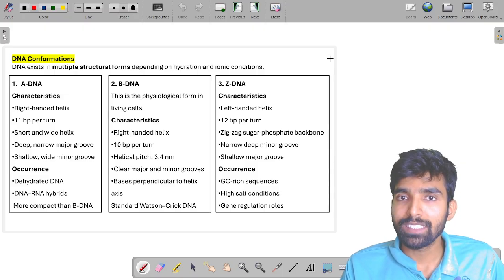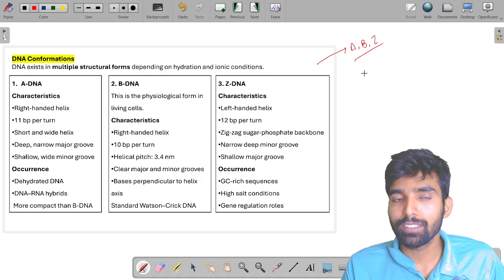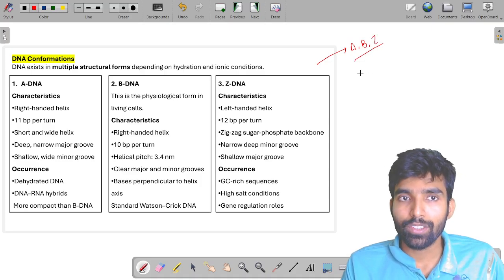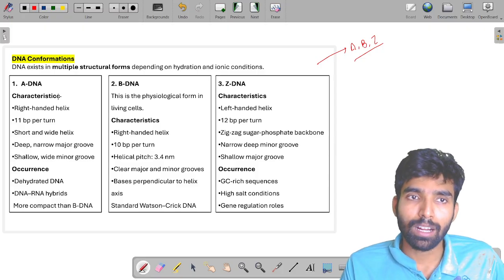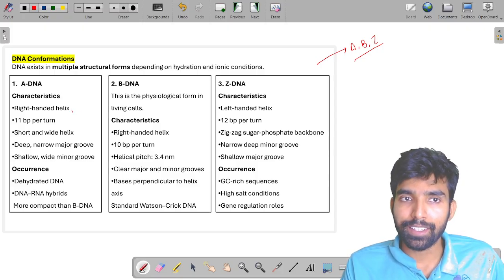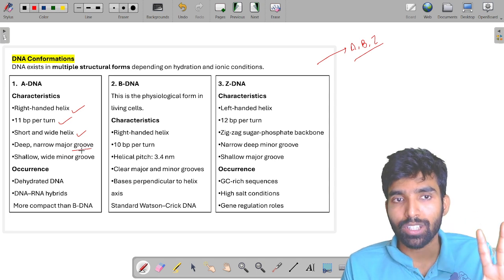The three most studied ones are A-DNA, B-DNA, Z-DNA. Also C, D forms are there. Here we will discuss majorly these three. First we will come to A-DNA. A-DNA is a right-handed helix, 11 base pairs per turn, short and wide helix, with a deep, narrow major groove. I will discuss the major and minor groove later.